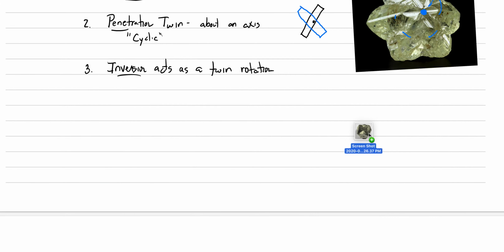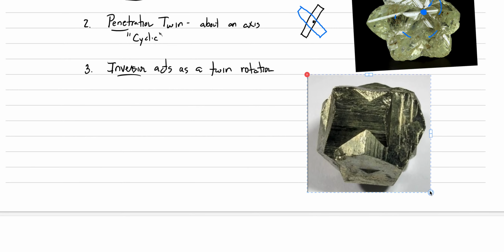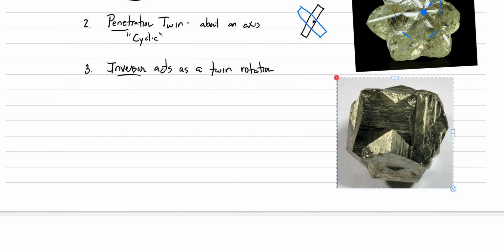An inversion twin, this is the best example I could find. This is of pyrite, and what we have here is like a cube of pyrite that has been rotated around upon itself with another cube of pyrite, creating this more unusual shape.